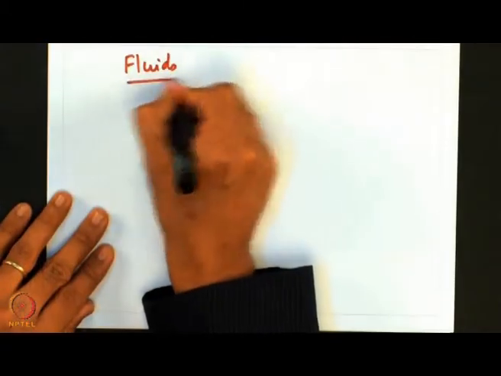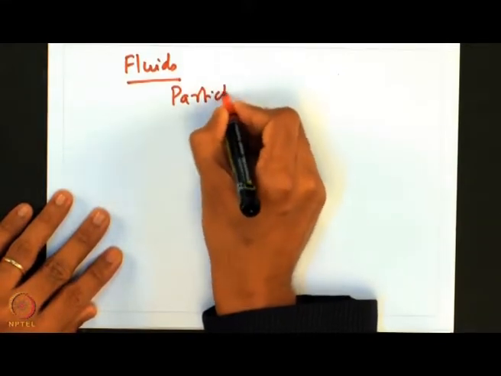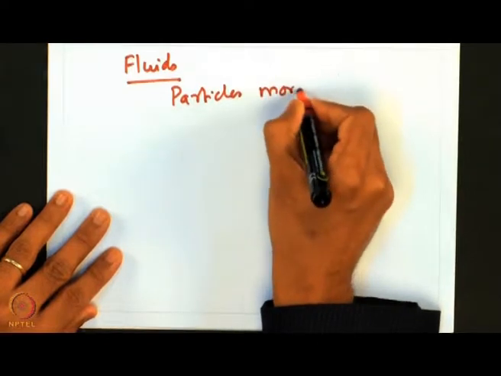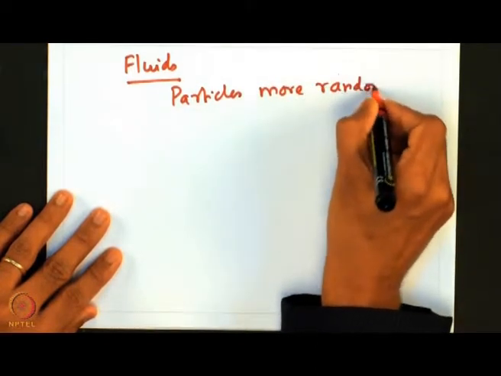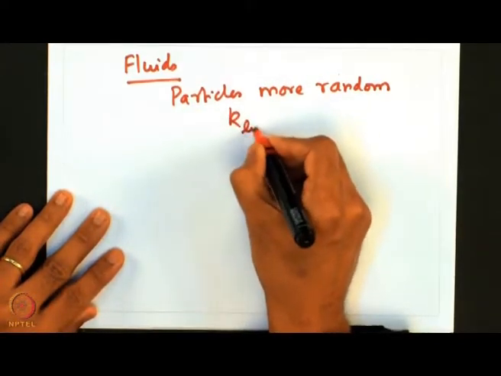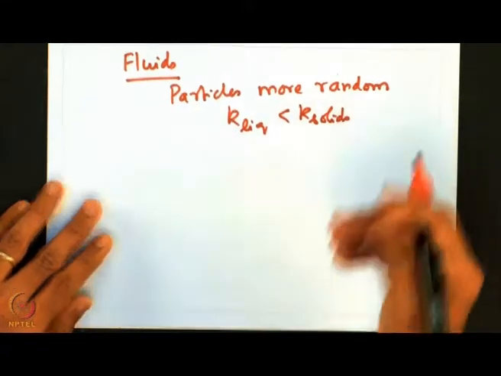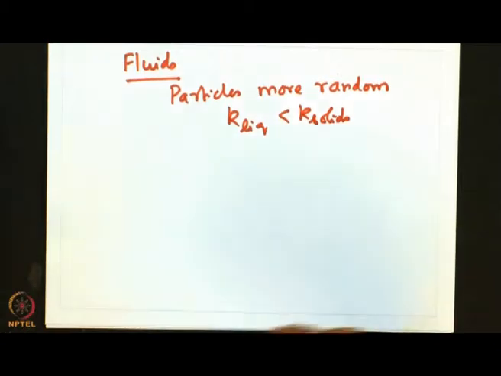In the case of fluids, the particles are much more random, and therefore the conductivity of liquids is smaller than the conductivity of solids, because the propensity of the molecules to collide with each other goes down as they are more randomly packed. Therefore, the conductivity of liquids is smaller than that of solids.